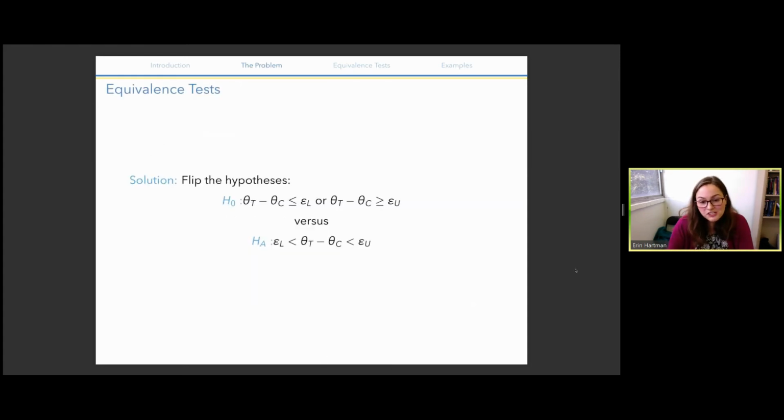And so what do equivalence tests do? What is our solution to this problem? It's to flip the hypotheses. So we want to start with a null that our data is inconsistent with these observable implications. So we operationalize that as saying the difference between the treatment and control group is less than some lower bound or greater than some upper bound. Of course, it's going to be really important how we define those bounds, but we say it's outside of some consequential range, versus the alternative that the difference is within this kind of inconsequential range that we define by this epsilon lower and upper.